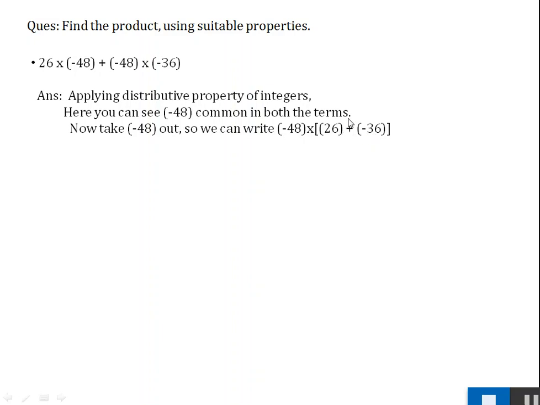Where is this plus sign coming from? This plus sign is coming from here. Now in this bracket we will apply addition rule. One number is positive, the other number is negative. You will subtract and give larger number sign. 26 minus 36, 10. That is minus 10. So the answer is negative 48 into negative 10 is equal to positive 480.